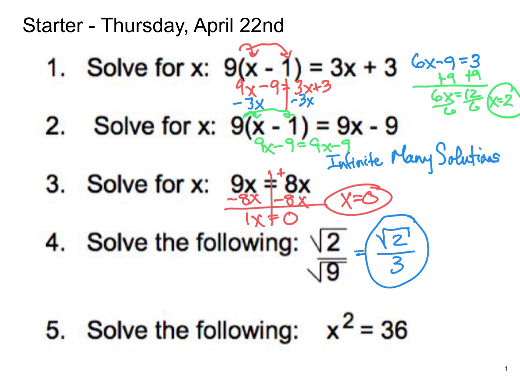Number 5, I want to go ahead and figure out what number multiplied by itself makes 36. So the answer is 6, but it's also negative 6. Both of these numbers work because if I took a negative 6 times a negative 6, that is positive 36. And if I take 6 times 6, that's also 36.